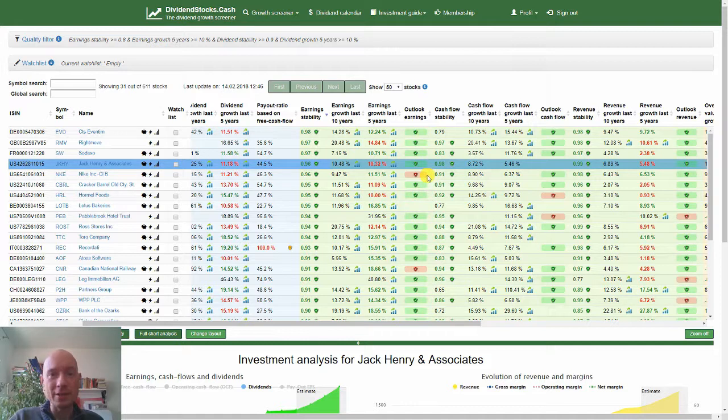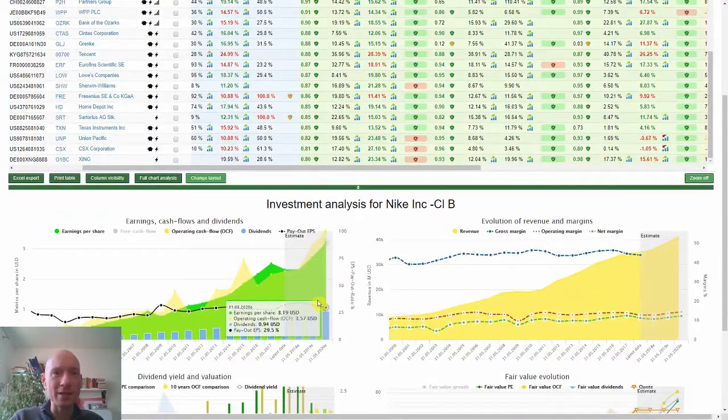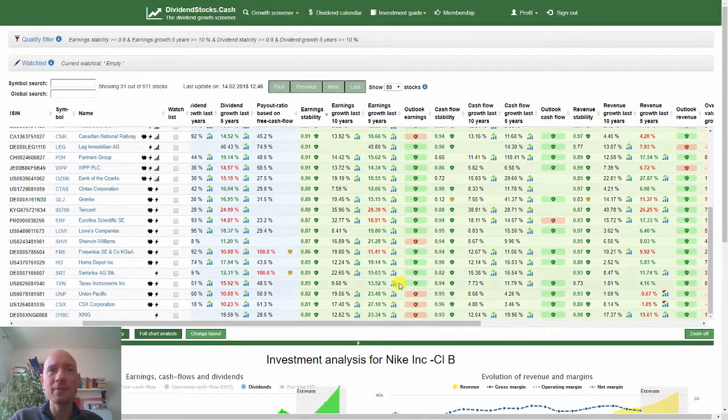And this here tells you if for the running year, the first estimated business year, everything's in order or if there might be a problem, because analysts say earnings will decrease, like here for Nike. If we choose Nike, then we can see a slight decrease of earnings from the last full business year to the next full business year. It's not a dramatic decrease, but anyway, it is a decrease.